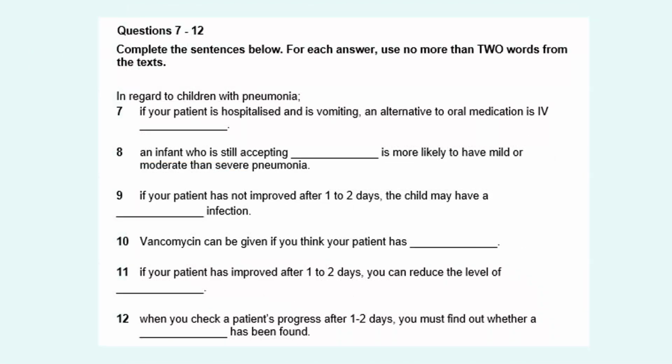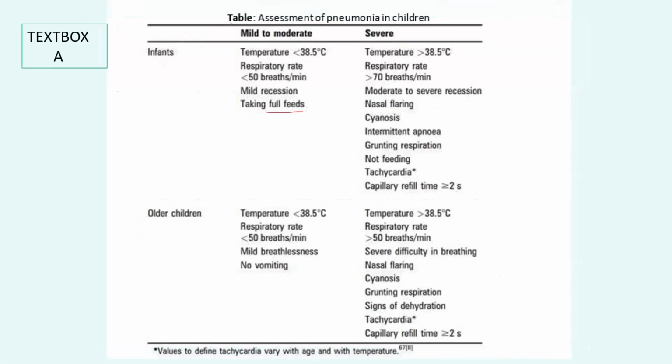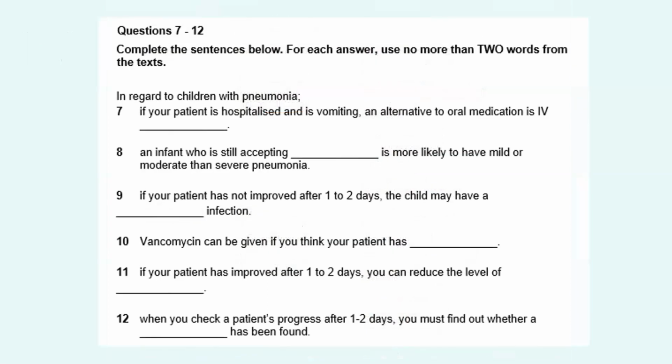Question 8. An infant who is still accepting something is more likely to have mild or moderate. Go back to text box A, mild to moderate, and it says if the infant is taking full feeds. That's another word for accepting. So the answer is full feeds.